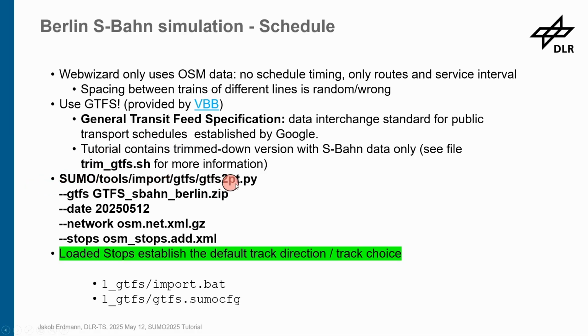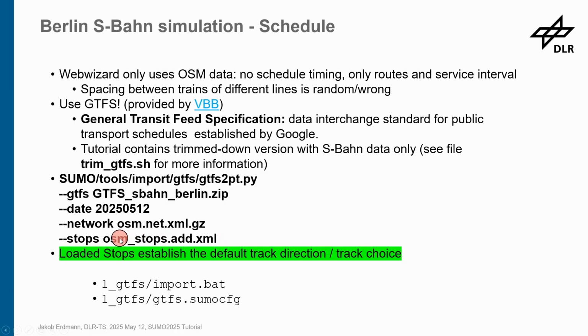And we have a tool that imports this. It's called GTFS2PT, PT standing for public transport. This is the GTFS file. It's always a zip. And we have to pick a date because we don't want to simulate the whole year. We just want to simulate a smaller data set. We give the network and we give the stops.